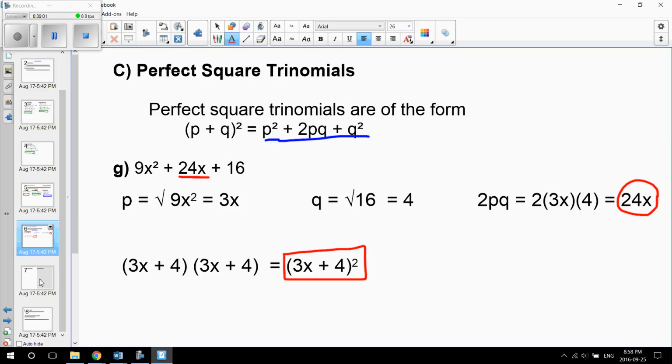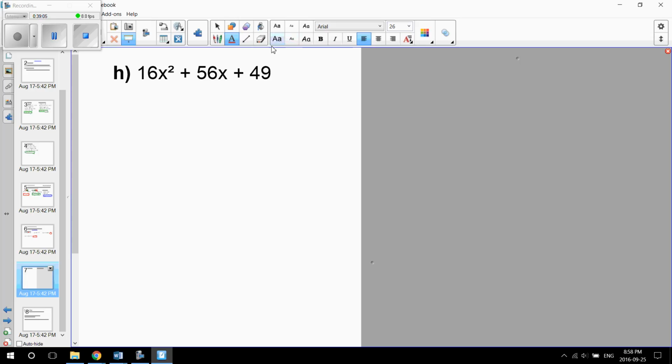So we're going to look at a few more examples practicing this perfect square trinomial. So here's the next example. We have 16x squared plus 56x plus 49. So again, we have to check to make sure it meets that perfect square trinomial. We don't know for sure if it will until we check things out.